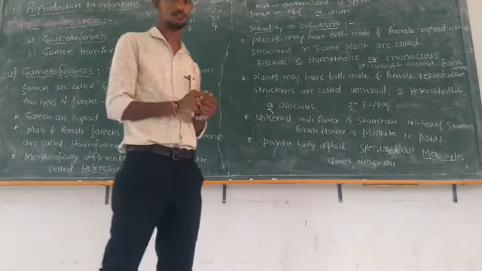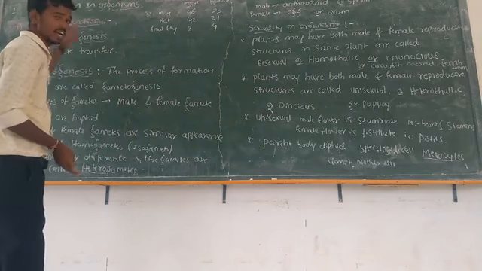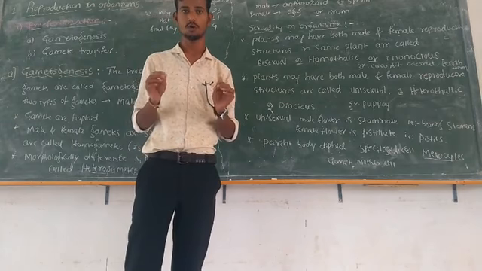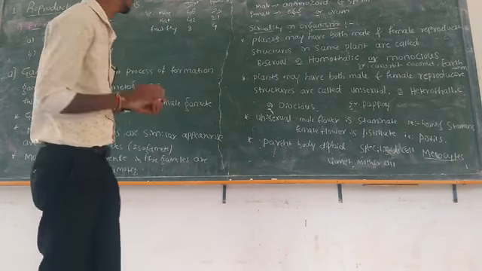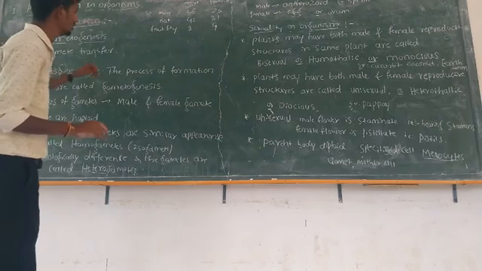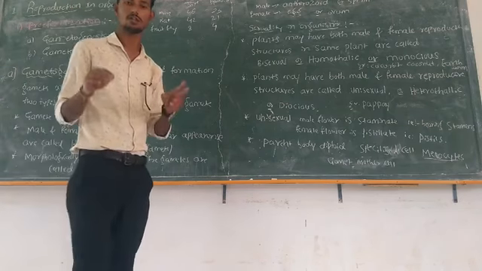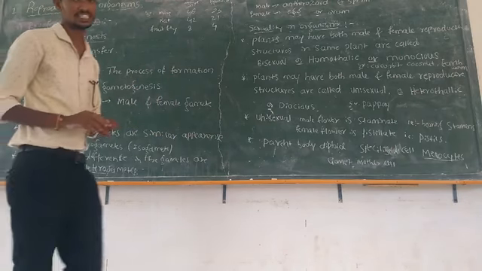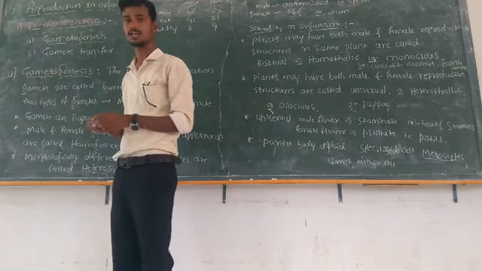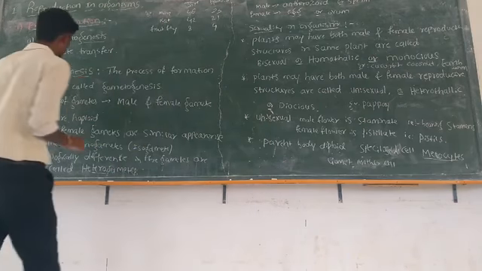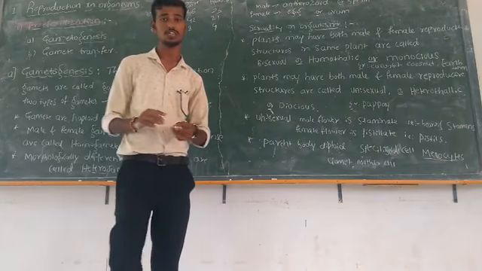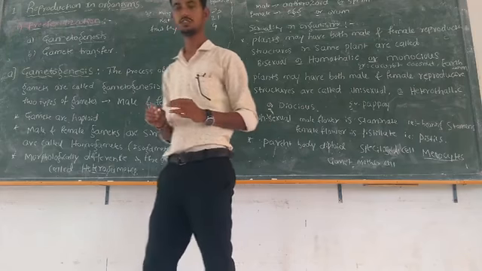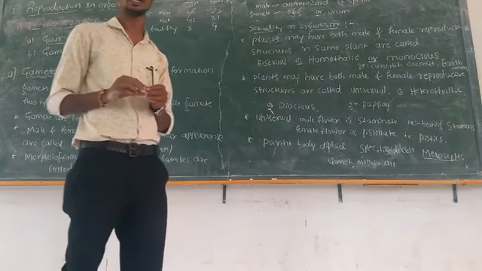The first one is pre-fertilization, meaning before fertilization. What are the important events in pre-fertilization? There are two important events. The first is gametogenesis and the second is gamete transfer. Gametogenesis means the process of formation of gametes, which is called gametogenesis.